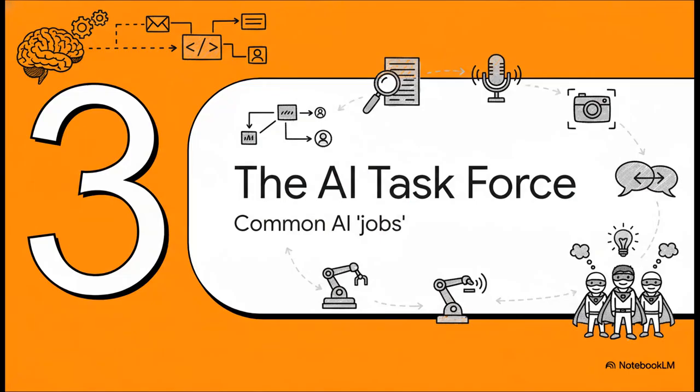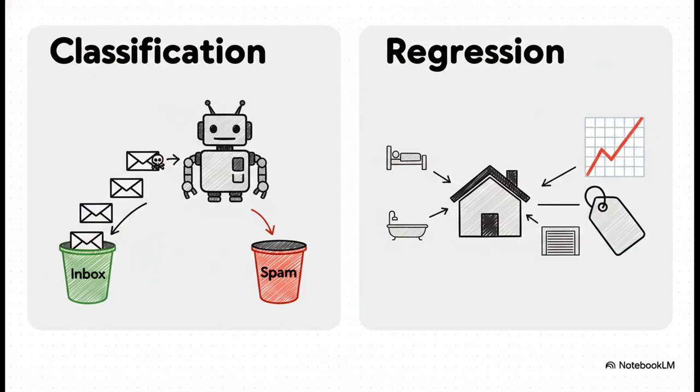Okay, so now we know the core ideas and the different ways that machines can learn. But what specific jobs can we actually hire an AI to do? Let's meet the AI task force. 2 of the most fundamental jobs are classification and regression.